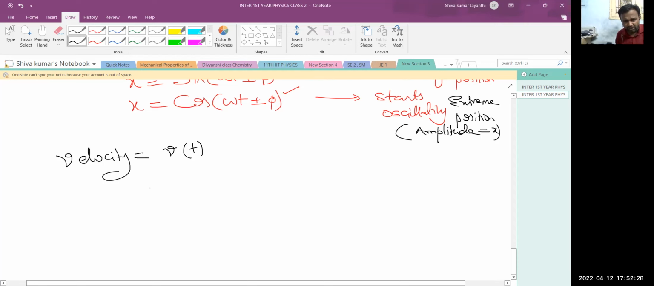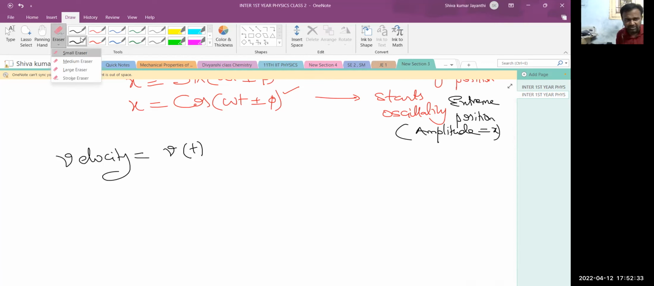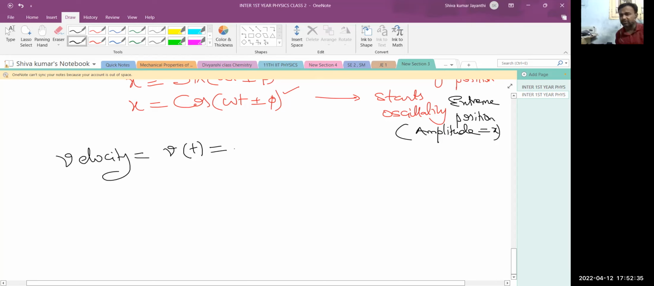So V of t is defined as what? What is velocity defined as from 8th standard? Velocity is defined as displacement by time. But here we don't define it like that. We define it as differentiation, d by dt of x of t. This is x of t, a function of time. Displacement is in itself a function of time.